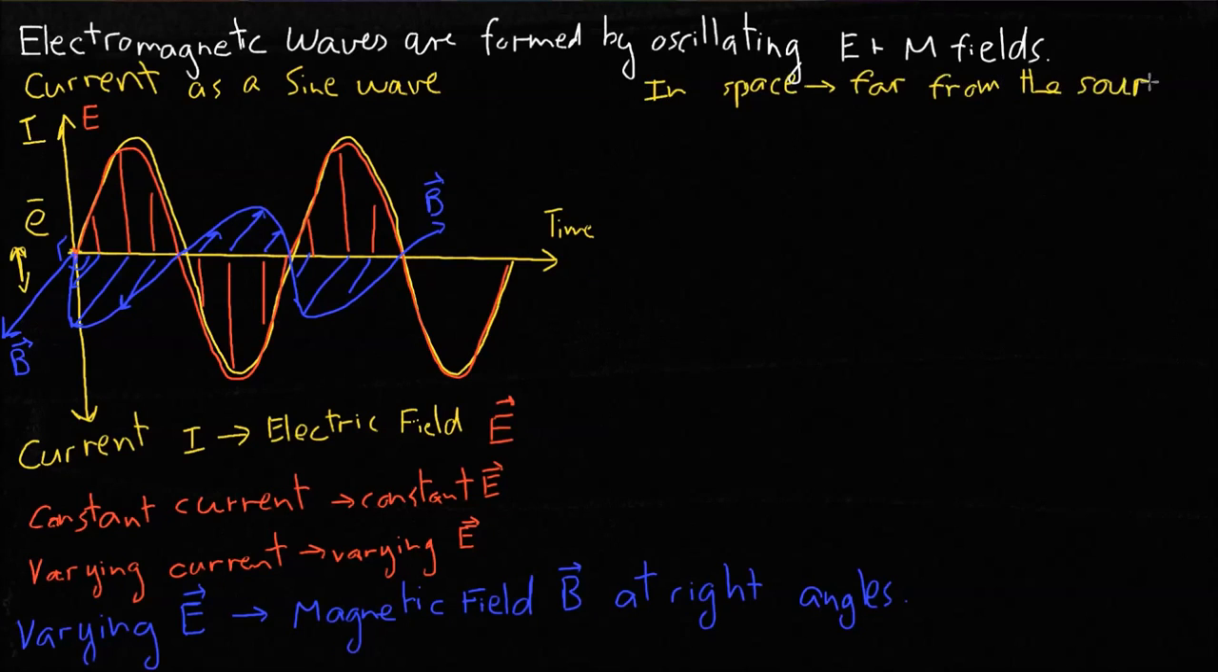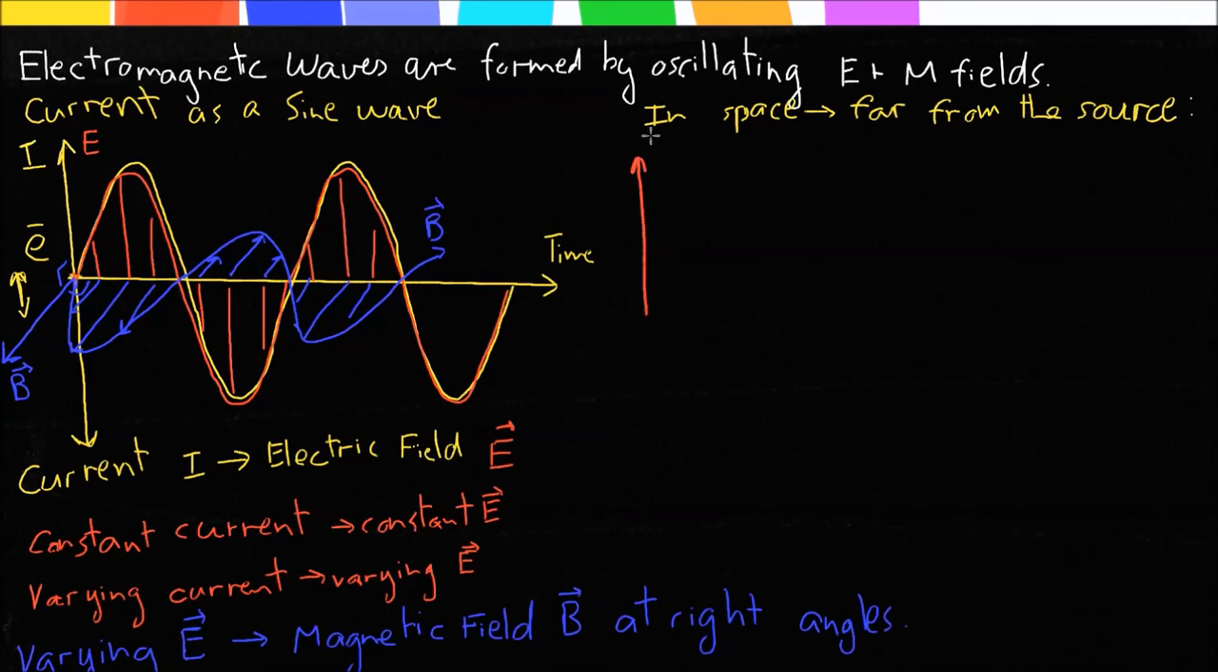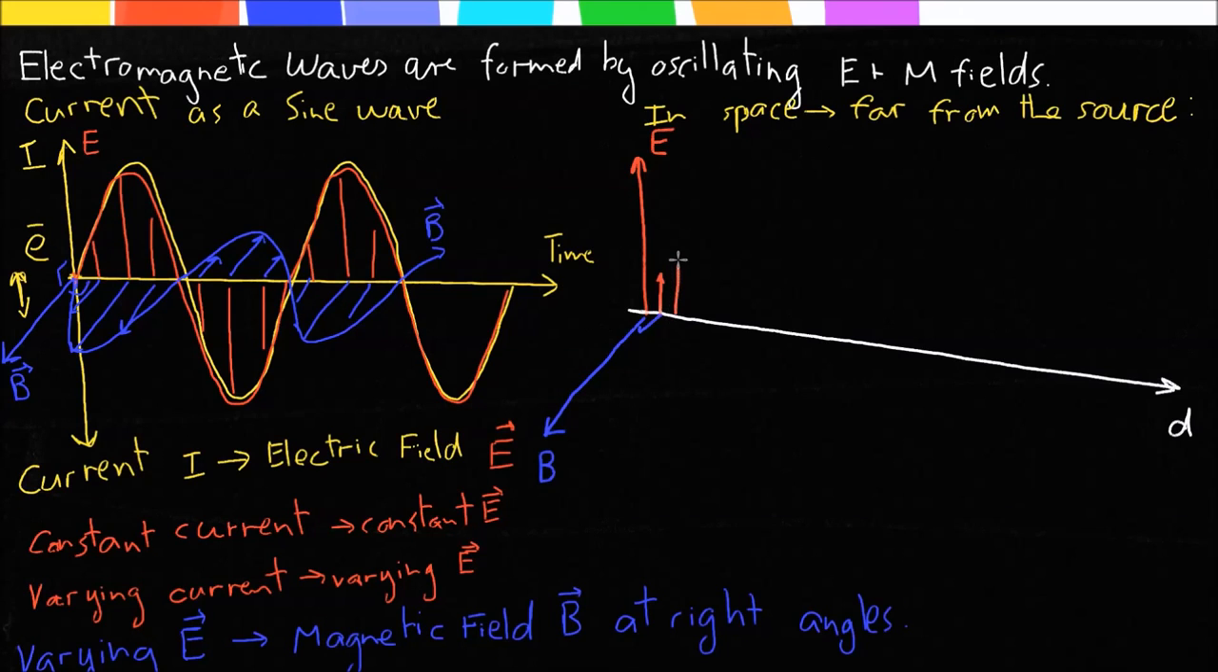Now, if we move out into space, far from our source, we plot our electric field and we plot our magnetic field. And now instead of plotting time, we're going to plot distance. That should be distance. There we go. Now here's our electric field vector, and at right angles it produces a magnetic field vector. And again, our next electric field vector produces another magnetic field vector at right angles.